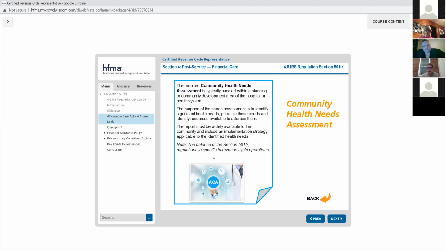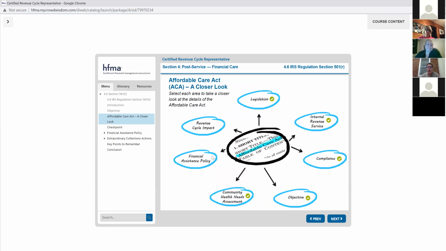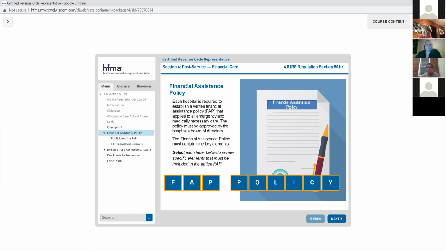We'll move on to financial assistance policy. Each hospital is required to establish, or was required to establish, a written financial assistance policy, which applies to all emergency and medical necessity care. The financial assistance policy has 9 key elements. This is what you want to take note of. So in your policy, you must have defined eligibility criteria for all levels of your financial assistance, whether it be 100%, 80%, and so on down the line.